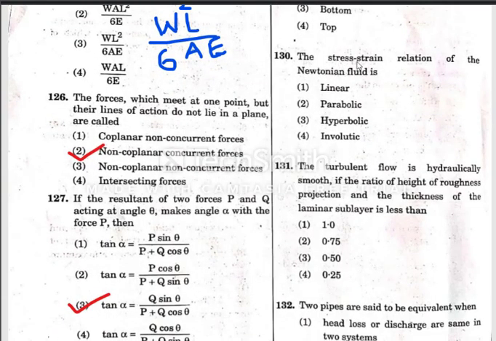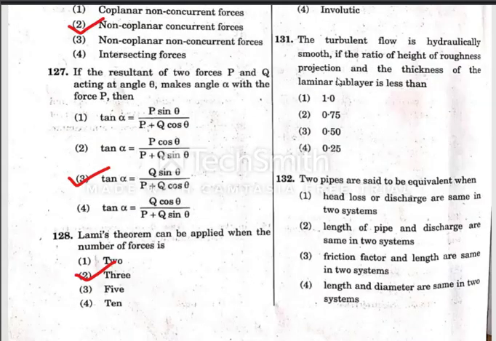And the next question, the stress-strain relation of the Newtonian fluid is. Newtonian fluid is the one where the relation between stress and strain is linear. So linear is the correct answer. Option 1 is the correct option for this question. The stress-strain relation of the Newtonian fluid is linear.